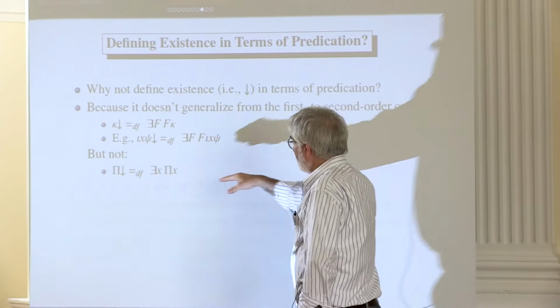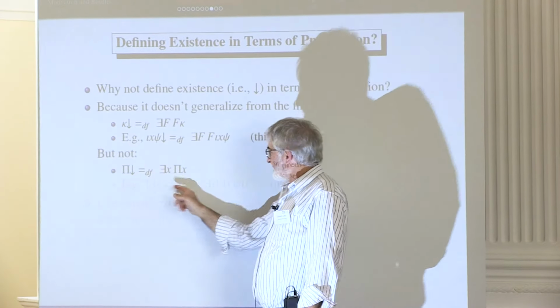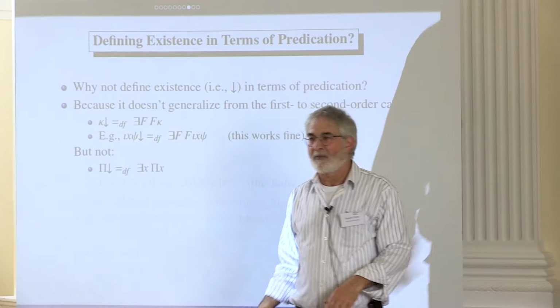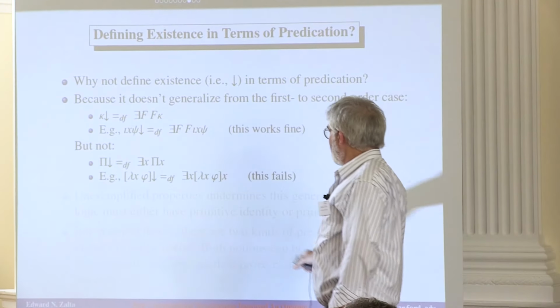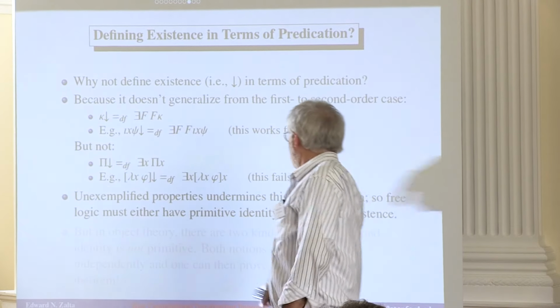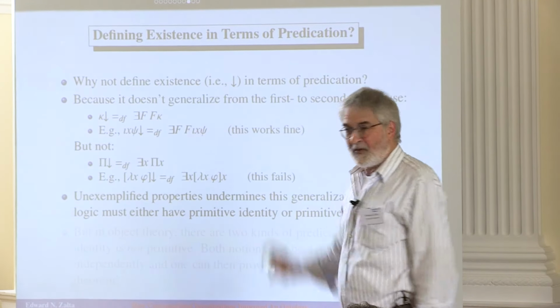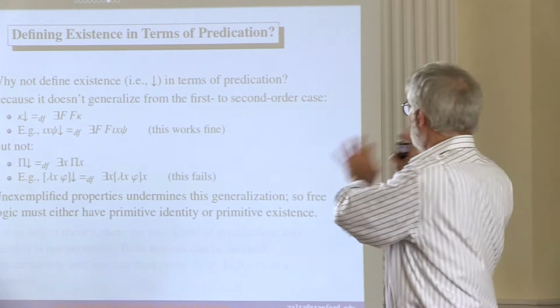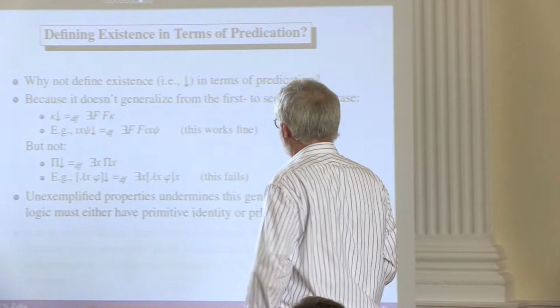but in the second order case, for a property, you can't say for a property to exist, there's an object that exemplifies it, because that doesn't work for all the properties that are uninstantiated. You can't just say something like this, because unexemplified properties undermine the generalization. So you can't define identity in terms of predication and use free logic in a second order setting.